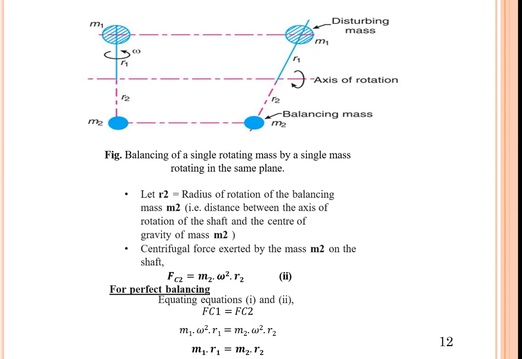Let m2 be the balancing mass, and r2 the radius of rotation of the balancing mass. So Fc2 is equal to m2 into omega square into r2. For balance, we have to consider both equations: Fc1 is equal to Fc2. Fc1 is equal to m1 into omega square into r1, that is equal to m2 into omega square into r2. Omega square is common on both sides, so it gets cancelled. So m1 into r1 is equal to m2 into r2.